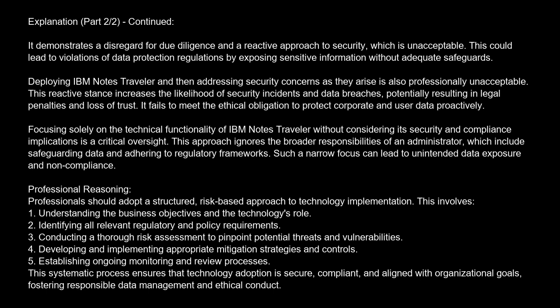Professional reasoning. Professionals should adopt a structured, risk-based approach to technology implementation. This involves 1. Understanding the business objectives and the technology's role. 2. Identifying all relevant regulatory and policy requirements. 3. Conducting a thorough risk assessment to pinpoint potential threats and vulnerabilities. 4. Developing and implementing appropriate mitigation strategies and controls. 5. Establishing ongoing monitoring and review processes. This systematic process ensures that technology adoption is secure, compliant, and aligned with organizational goals, fostering responsible data management and ethical conduct.